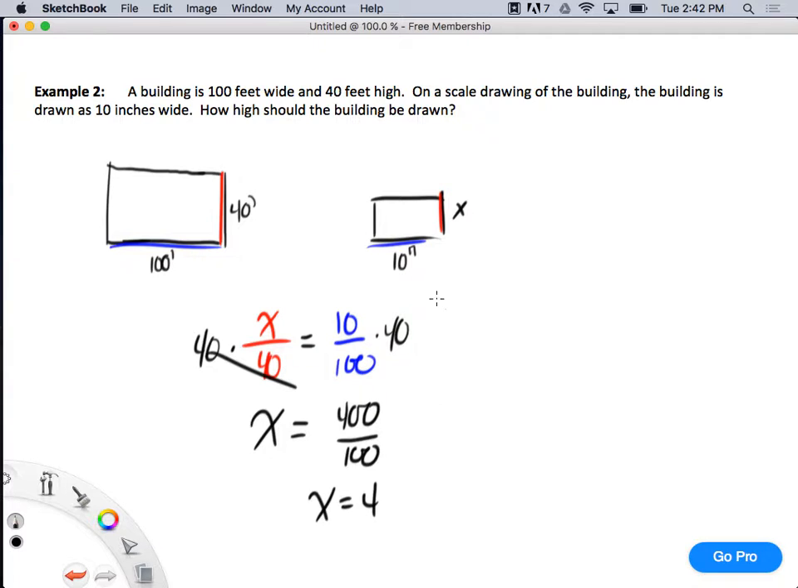Is that feet or inches? Inches. So how high should the building be drawn? 4 inches high. Okay, next example. We got to go faster, guys.